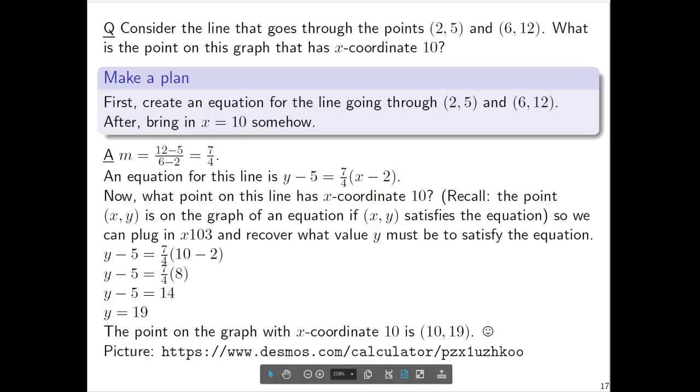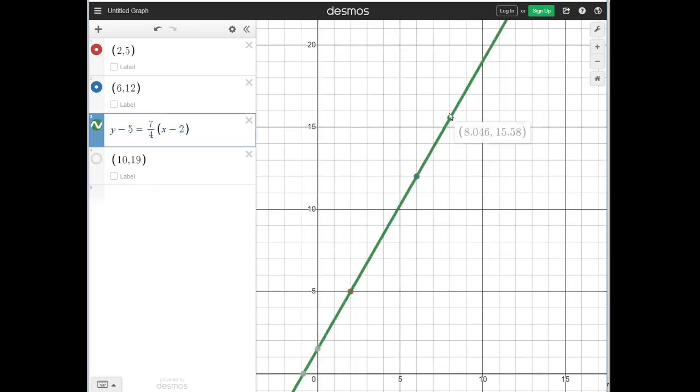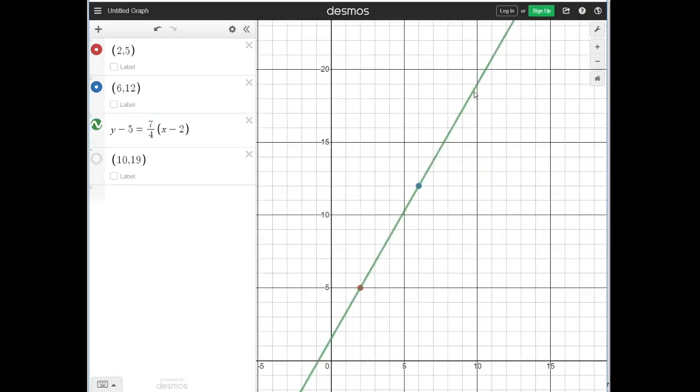Let's see a picture of this. So the information we were given in the problem were these 2 points, and we created an equation for the line going through those 2 points. And then we said, okay, we're looking for a point where the x coordinate is 10. That's over here somewhere. We did this all without using this graphing tool, but just to verify, we found that there is one and only one point where the x coordinate is 10, and we solved for the value of y and found that y should be 19. So this point 10, 19, let's turn this on, should be on the graph, and it is right there.